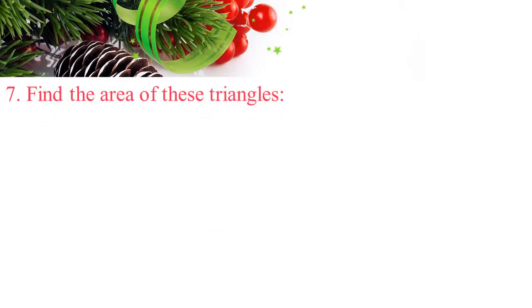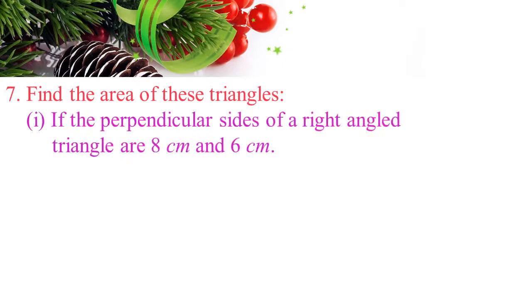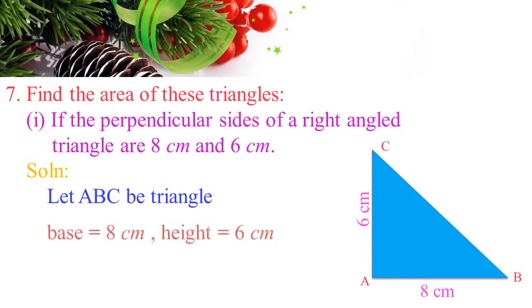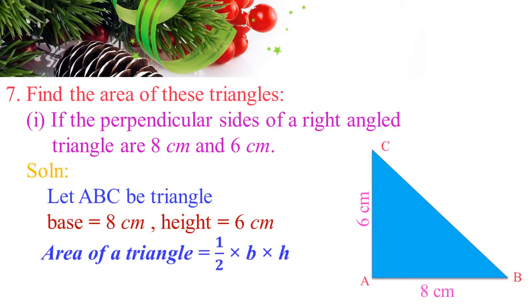Let's see the seventh problem. Find the area of these triangles. First one, if the perpendicular sides of a right angle triangle are 8 centimeter and 6 centimeter. Let us find the solution. Look at the picture. Let ABC be the triangle. Base AB 8 centimeter. Height AC 6 centimeter. Area of a triangle equal to half into B into H.